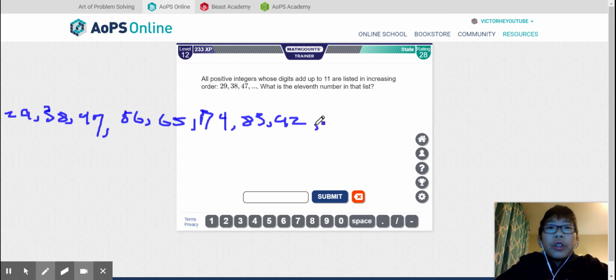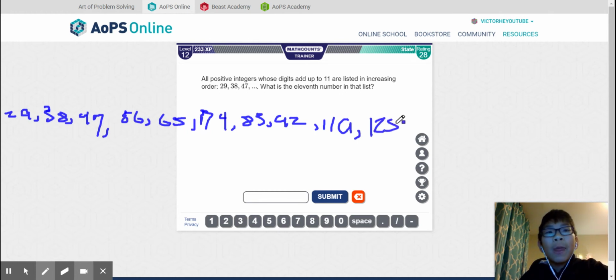So obviously now we have to go into the 3-digit numbers, and this is where it gets a bit tricky. I think the smallest would be 119, because you want to minimize the hundreds and the tens, and the tens cannot be 0, because if it was 10 something, it would have to be a 10 ones digit, and that's obviously not a digit, so it's 119. Next one. And then the one after that should be 128. Basically just 90 plus these numbers.